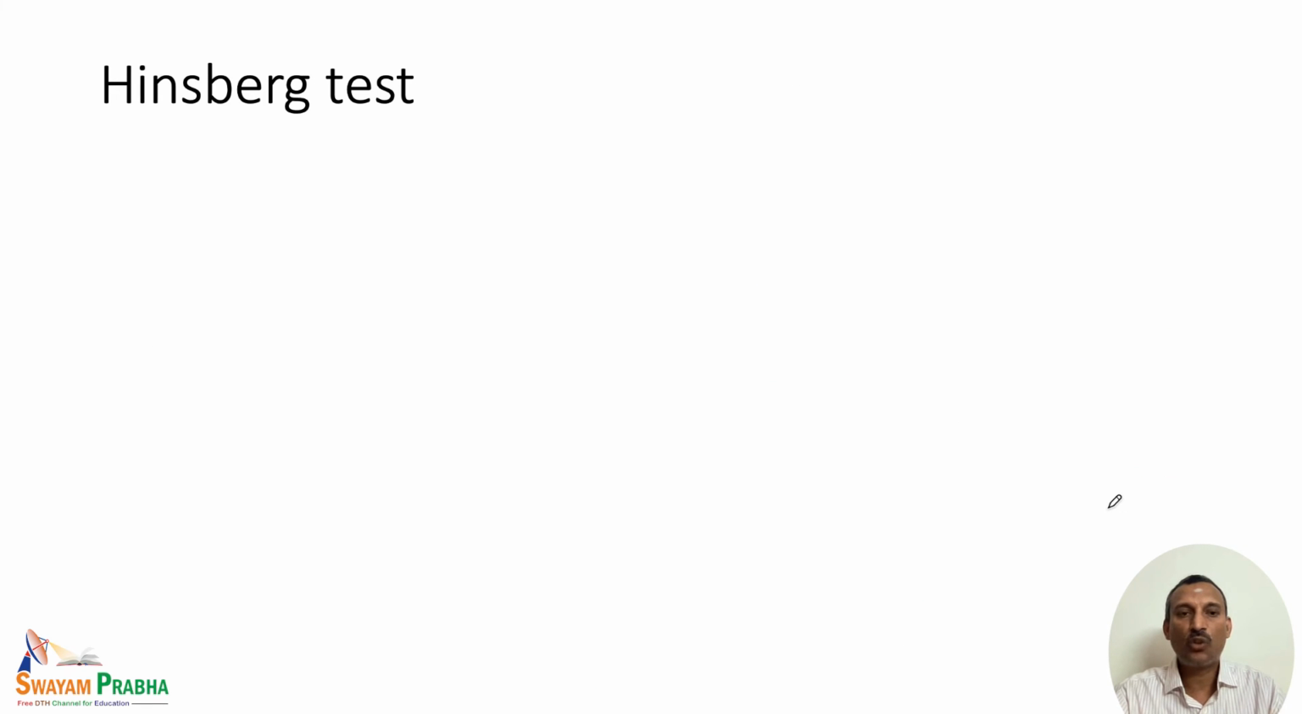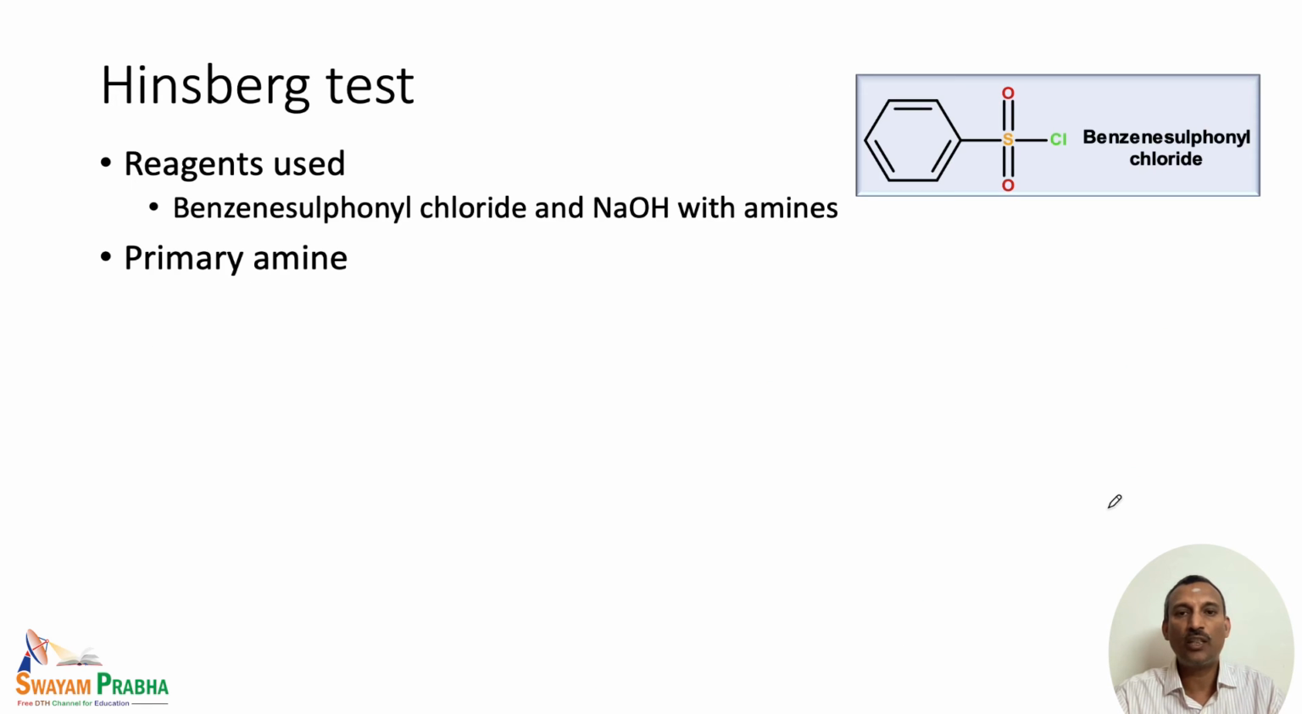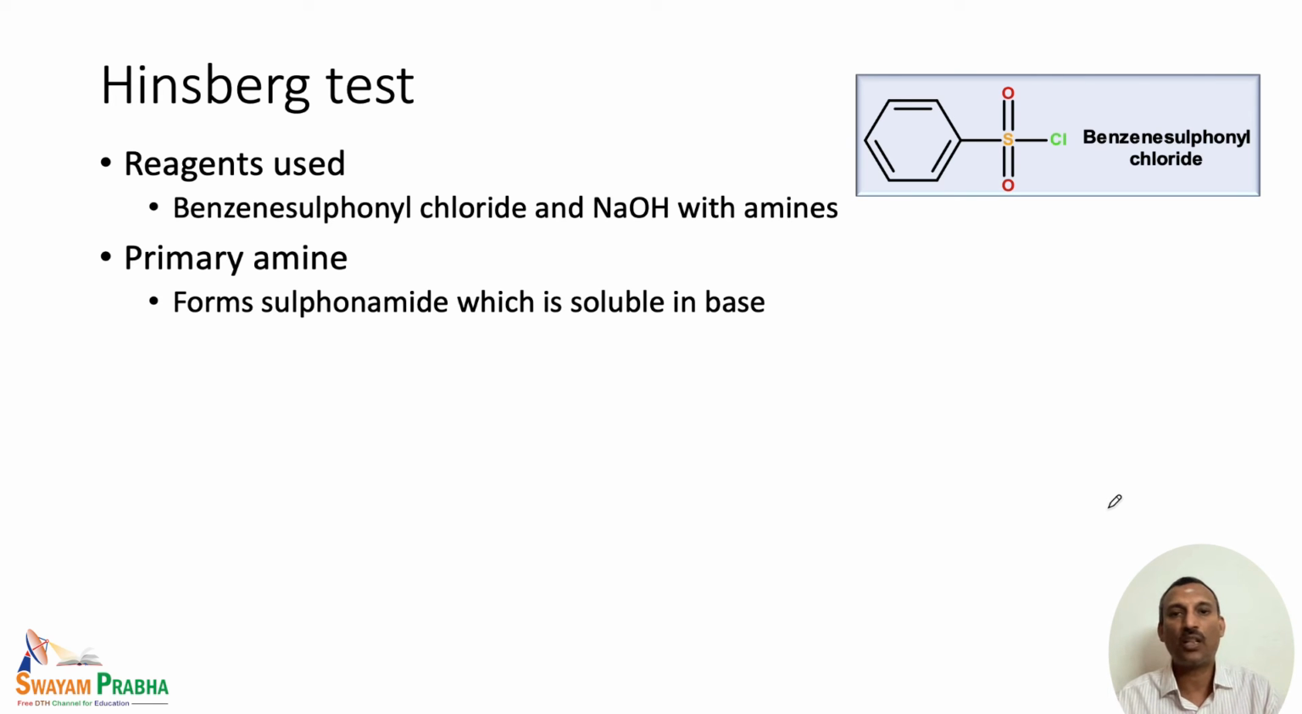So, next let us look at the Hinsberg test. In this particular case, this reaction is used to test whether it is a primary amine, secondary amine or tertiary amine. The reagents used for this reaction are basically benzene sulfonyl chloride and sodium hydroxide. These two are reacted with amines. Depending on whether we have a primary amine or a secondary amine or a tertiary amine, we end up with a different type of product. By this test, we can identify what amine we are dealing with.